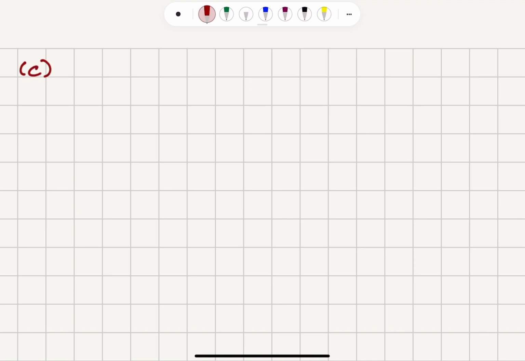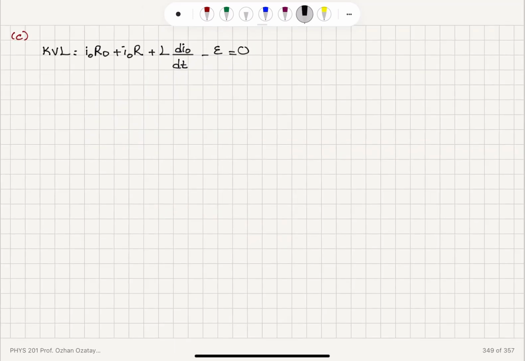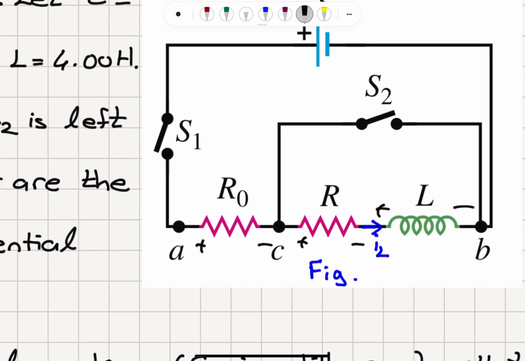So in part C, I write Kirchhoff voltage law, which is telling me I0 R0 plus I0 R plus L di0/dt minus epsilon is equal to 0. So that's following this loop here.